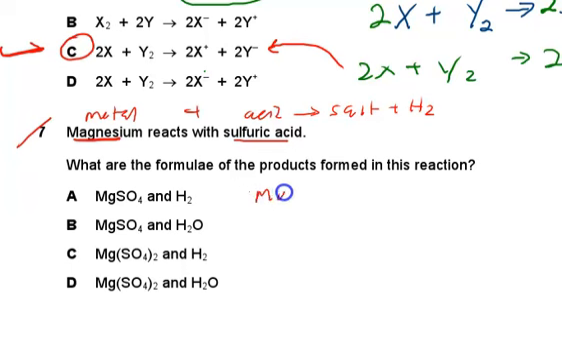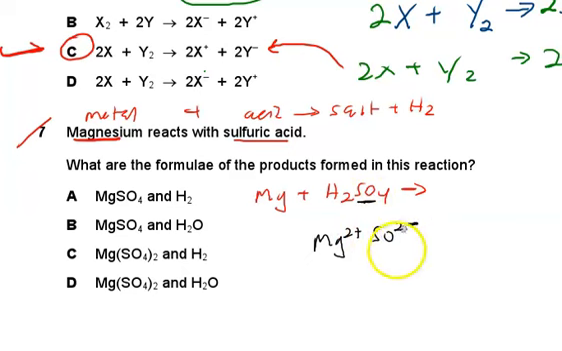So magnesium and sulfuric acid. To get the salt, Mg will become 2 plus, and the sulfate ion is 2 negative, SO4. When they combine together, you'll be getting MgSO4 plus hydrogen. So this is the equation, and your answer here will be A. Okay, 7 is A. Now let us move to question number 8.